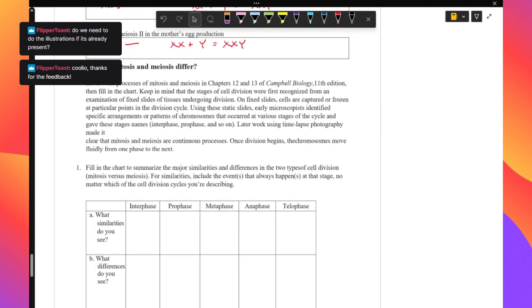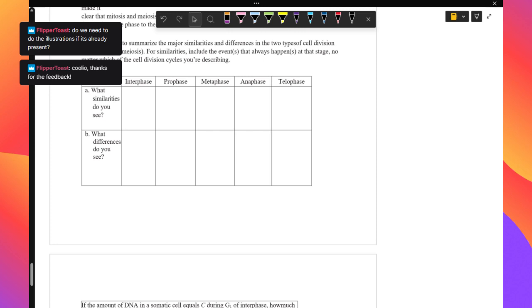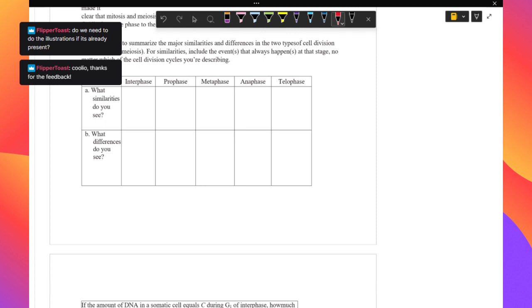Cool. How do mitosis and meiosis differ? Go back, review these, spend some time with them, redraw them. And then fill in the chart. So interphase, the phase between divisions. This phase is identical for mitosis and meiosis 1. Identical.